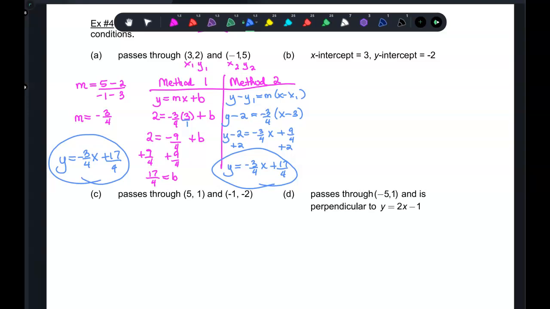Okay, so let's take a look at the next one. X-intercept is 3. That means that's the ordered pair 3, 0. Y-intercept is 0, negative 2. Now, the first step always has to be the same. I have to figure out what my slope is. I can't really do anything without the slope. So in this case, I'm going to have negative 2 over negative 3.